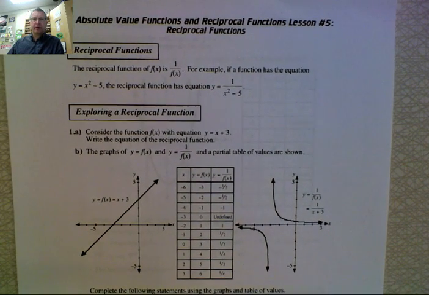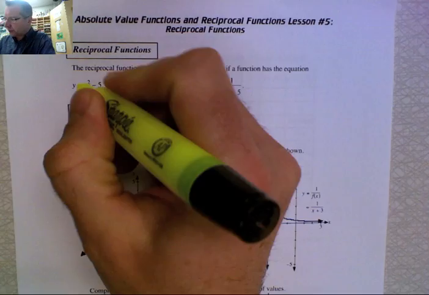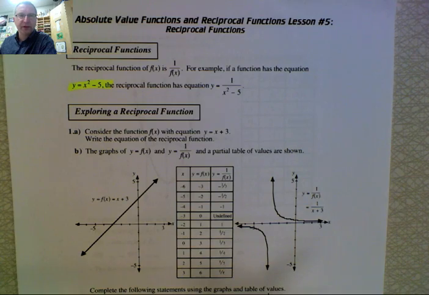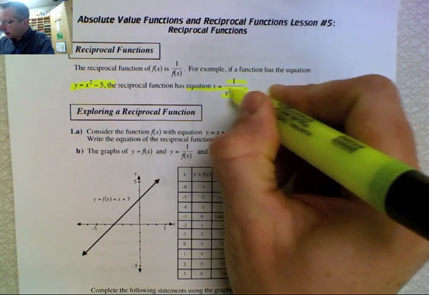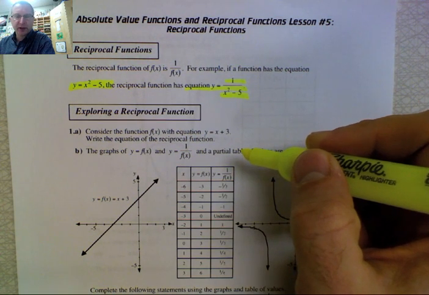In this lesson, we're going to move from looking at absolute value functions to looking at something called reciprocal functions. Basically, the first thing you need to know about a reciprocal function is that if we take an original function, something like y equals x squared minus 5, we create a reciprocal function by writing it all underneath 1. So you go 1 over x squared minus 5.